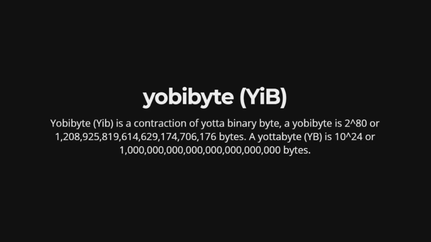Yobibyte, YiB. Yobibyte, YiB, is a contraction of yotta binary byte. A yobibyte is 2 to the power of 80th or 1,208,925,614,629,174,706,176 bytes. A yottabyte, YB, is 10 to the power of 24th or 1,000,000,000,000,000,000,000,000 bytes.